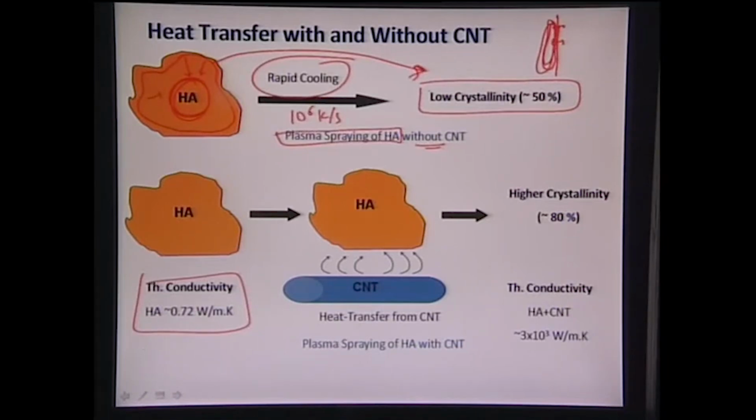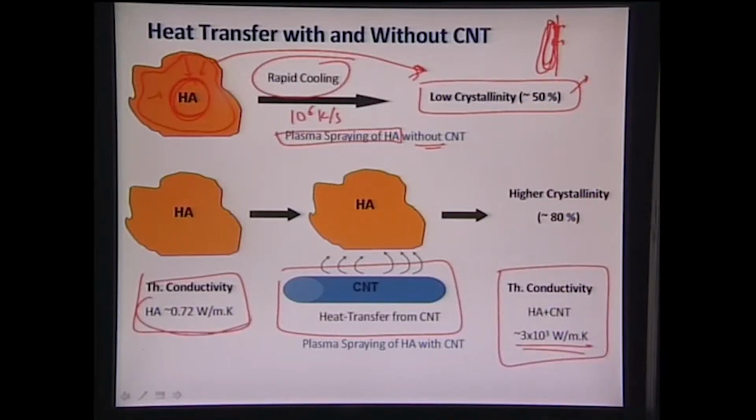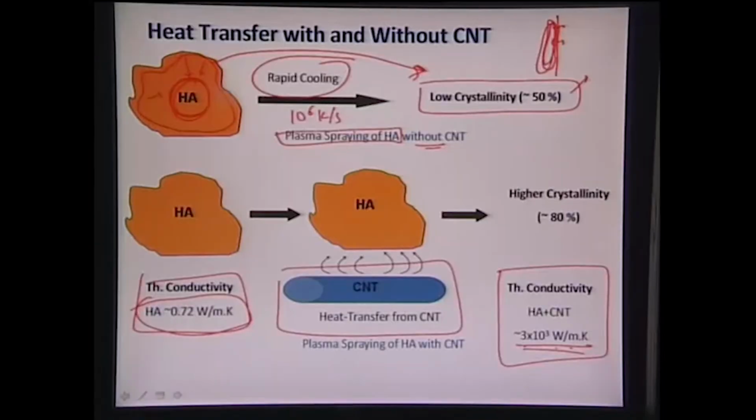At the same time, it gets released very quickly in absence of any CNT. But in case of CNT, what happens? CNTs absorb very high heat, because the thermal conductivity is of the order of 3 orders of magnitude higher than that of hydroxyapatite. If hydroxyapatite is around 1 watt per meter Kelvin, CNT will have thermal conductivity 3 orders of magnitude higher, 3000 watts per meter Kelvin.